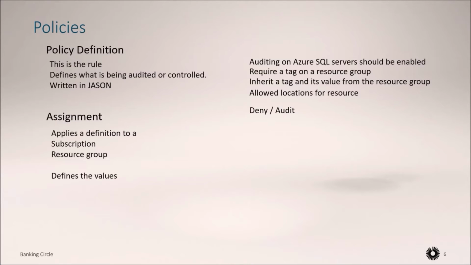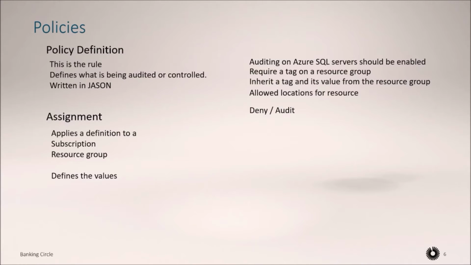Secondly, we have assignments. And here we take one of our policy definitions and we assign it to a resource. This could be one resource group, or your whole subscription, or multiple subscriptions in one go. The assignment is also where you define the values that the definition will use. For instance, take the definition called require a tag on a resource group. The definition doesn't state which tag name we want to enforce. This is done at the assignment. Similarly, for the definition called allowed locations, the definition doesn't state the locations you want to use. This is done in the assignment.